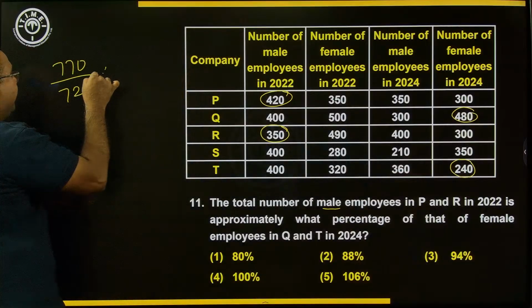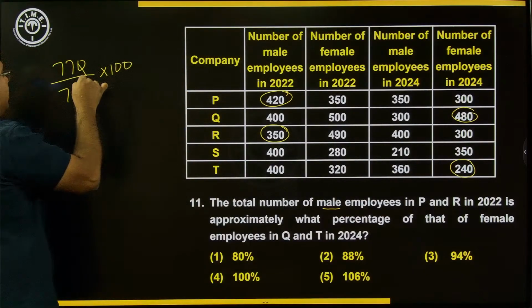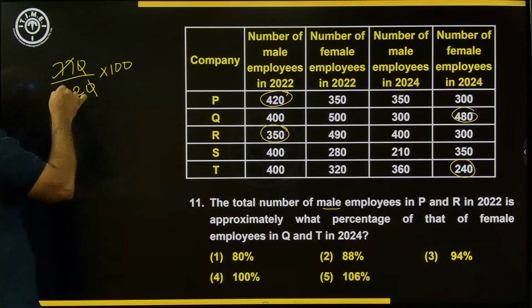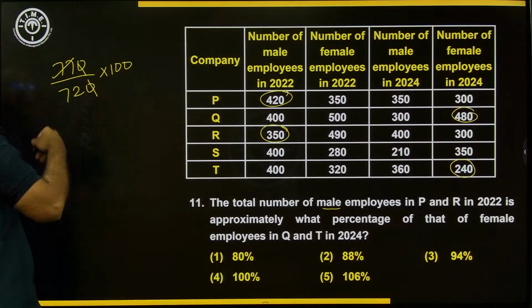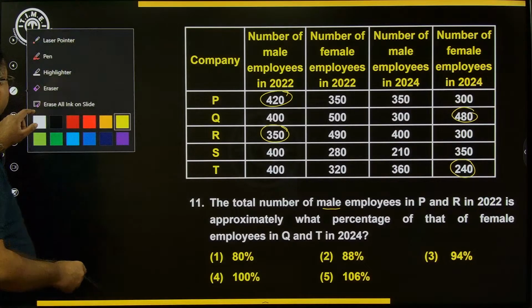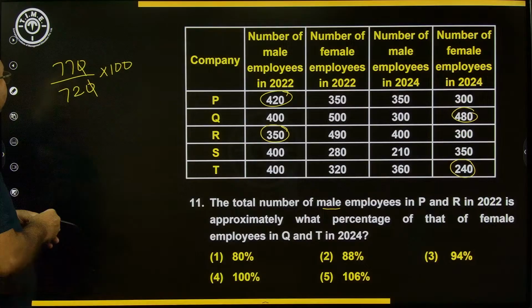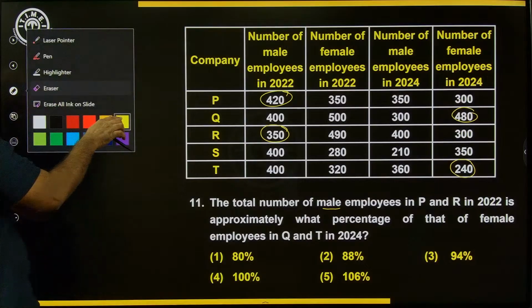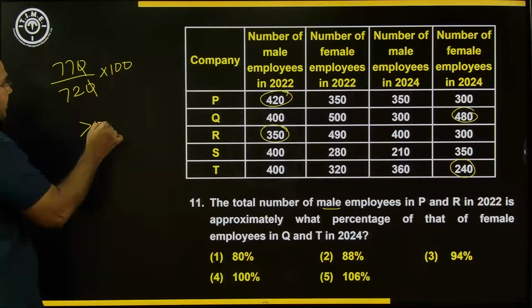Into 100. So this is how much? How much is this? 77 by 70. No need to calculate actually. See here, actually not required. Look at the options. Numerator more than denominator. That means the answer has to be more than 100%.